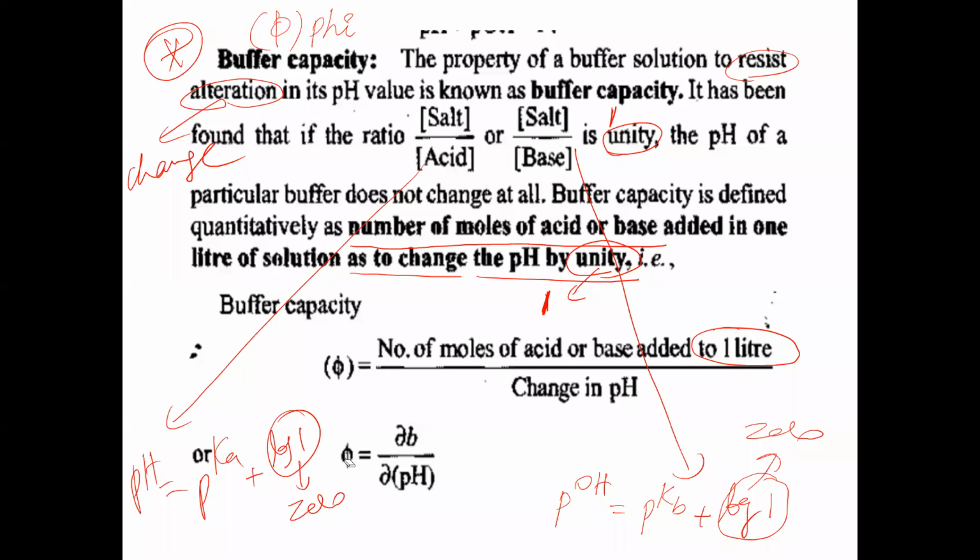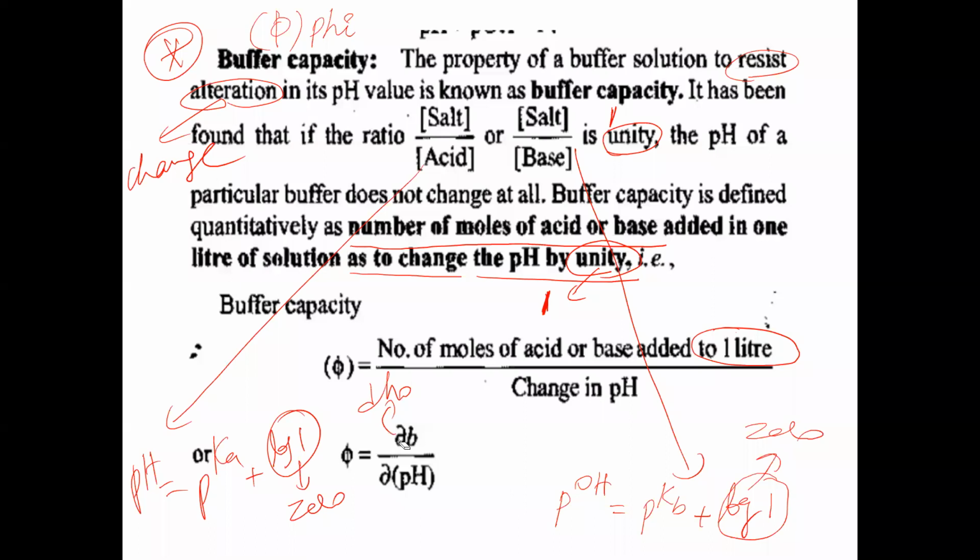This is called phi. So this phi, buffer capacity, is equal to ∂B, where ∂ means a very small change. This symbol ∂ indicates a very small change. ∂B means change in number of moles of acid or base, divided by very small change in pH value. So ∂pH. Phi is equal to what? ∂B divided by ∂pH.